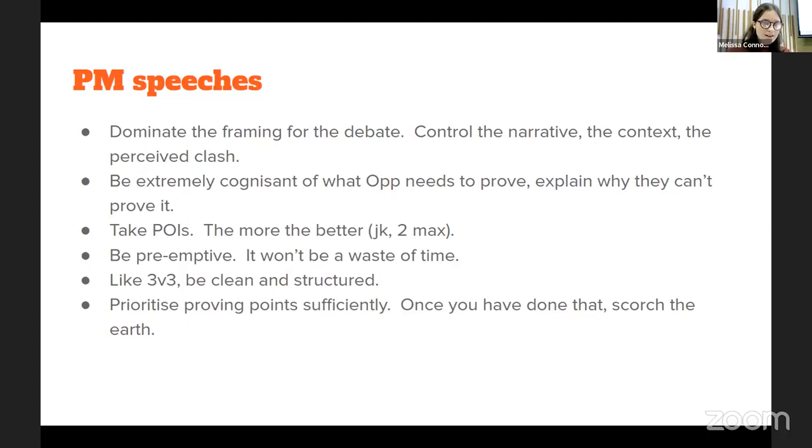And that will not only boost your speaker points, it makes you more likely to win. Be preemptive. The reason I say it won't be a waste of time is that often in 3v3 or other formats, when you're preemptive, you just get the wrong case, the team runs a different case from what you were going to preempt and you've just run irrelevant material. That's far less likely to happen in BP when there are two teams who have to scrabble around for two possible cases to run in the debate.